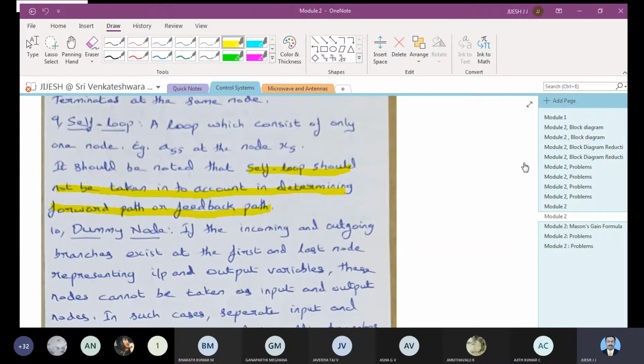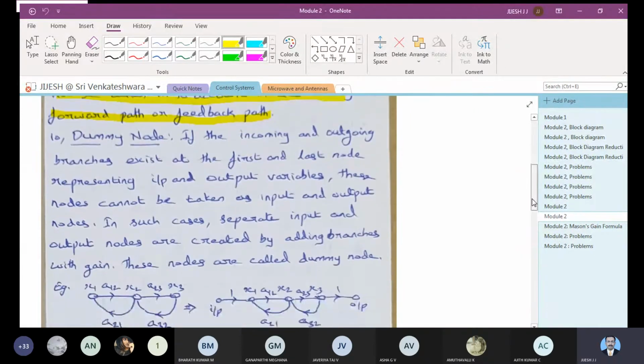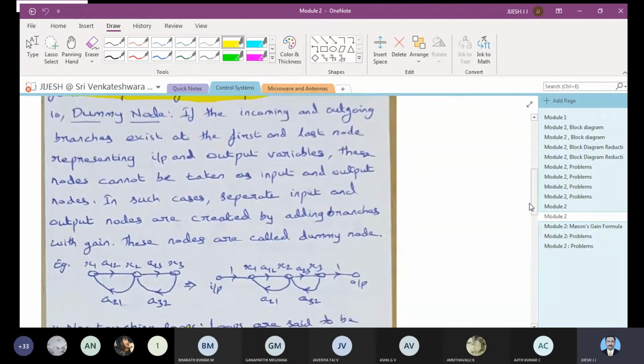And moving on further, we will understand dummy nodes also. We have discussed that dummy nodes are the nodes where, if you start at this point, this node has both outgoing and incoming branches. So what you have to do is extend one node here. This node acts as the dummy node, where the gain is 1. Here on the output side also you can have a node which acts as the dummy node.